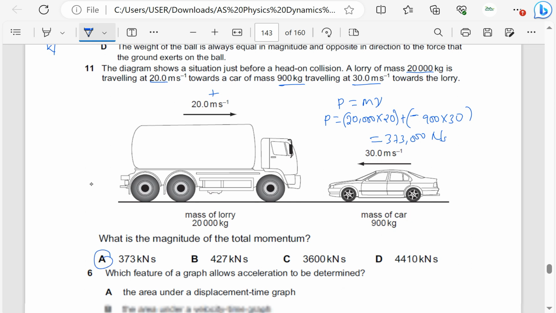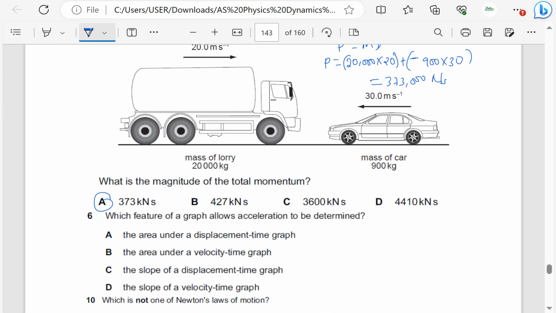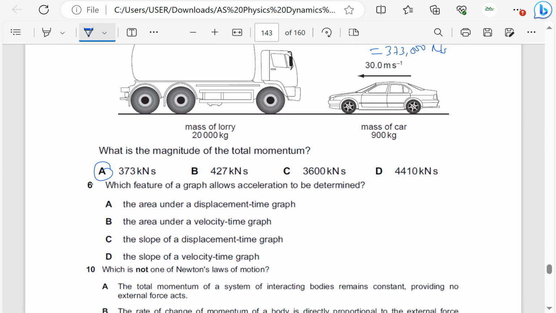So the answer is going to be A, 373 kilonewton seconds. Which feature of a graph allows acceleration to be determined? Of course, acceleration can be determined from a velocity time graph as the gradient or the slope. So the answer is automatically D. From a velocity against time graph, if it is a straight line, we know that the acceleration is equal to the gradient of a velocity time graph. So the answer is D.